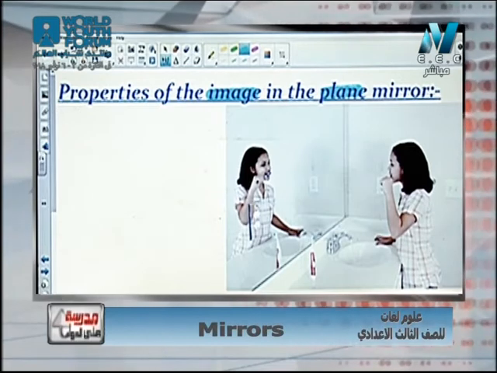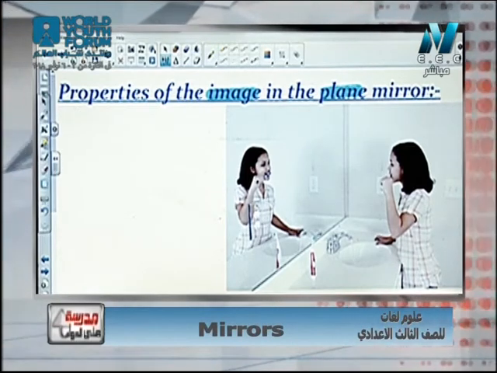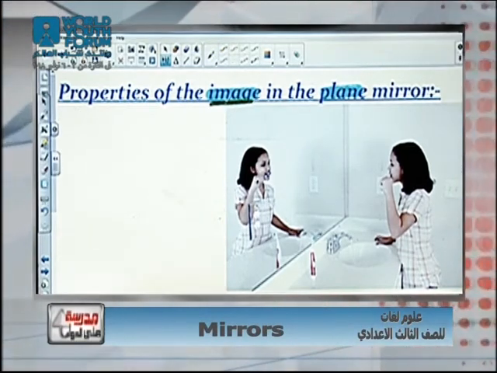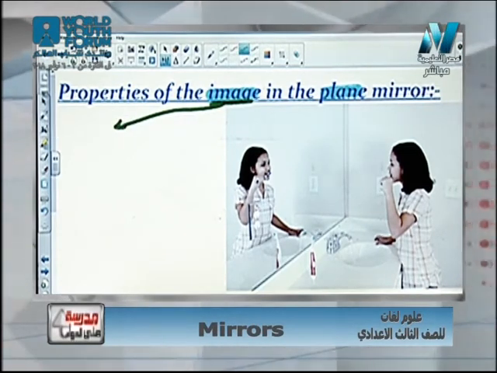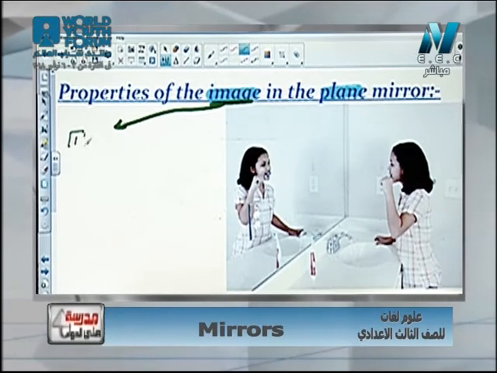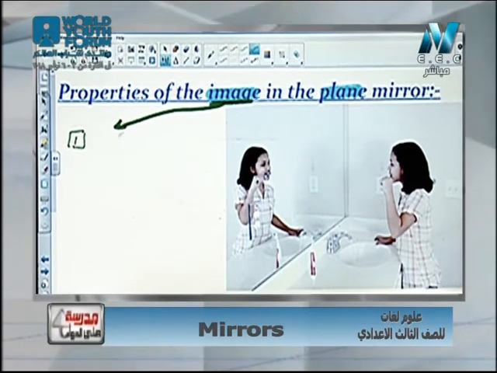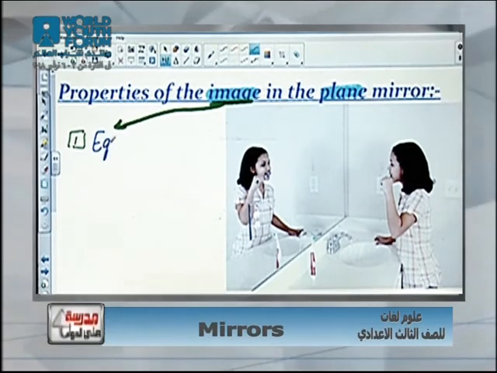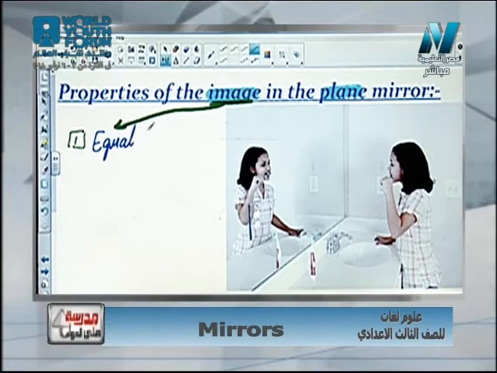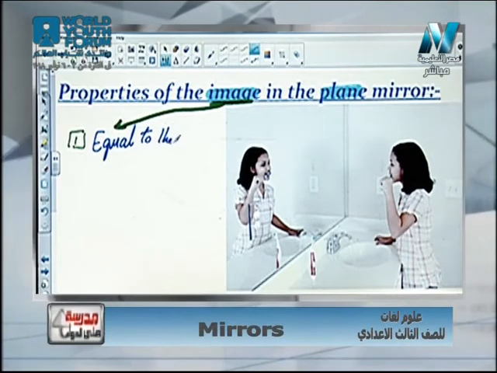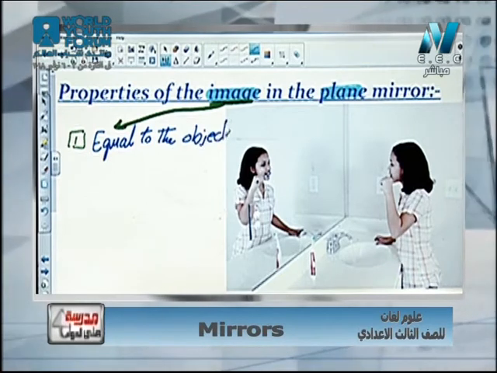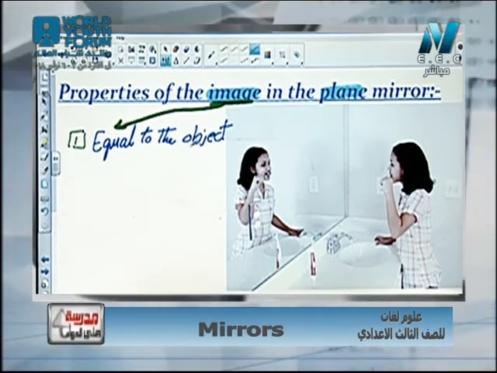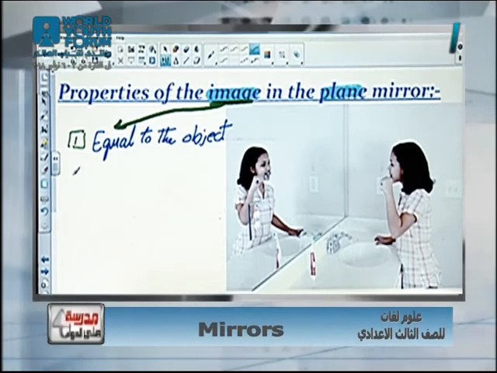Number one, دايما شفنا هنا بقول له image. We talk about what? Image. All these properties of the image. Number one, the image is equal to the object in size. يبقى equal to the object. يعني not magnified, مش مكبر, or not مثلا diminished أو مصغر.